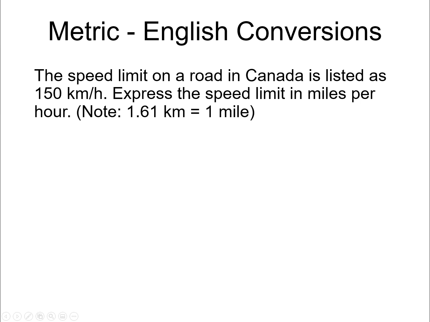So there's also metric to English conversions. This is still just one conversion factor that you're going to use to get from point A to point B. But instead of it being metric, you have one metric unit and one English unit. For these, you don't have a chart. So if I give you this kind of a problem on an exam, I'm also going to give you the unit equation. So the speed limit on a road in Canada is listed as 150 kilometers per hour. Express the speed limit in miles per hour. And I've given you the unit equation already.